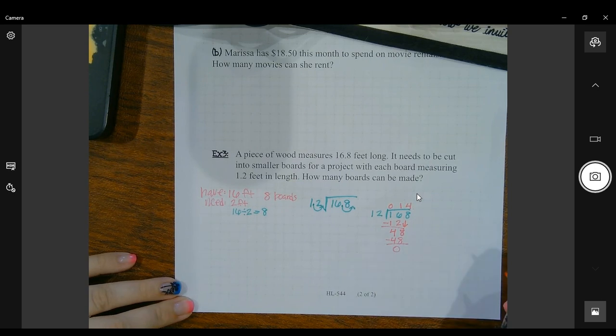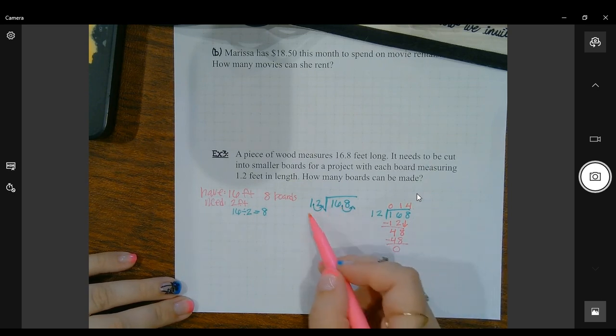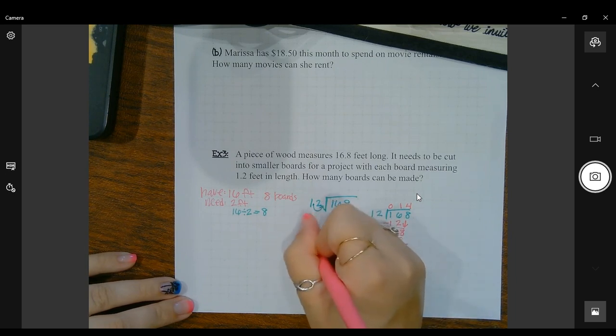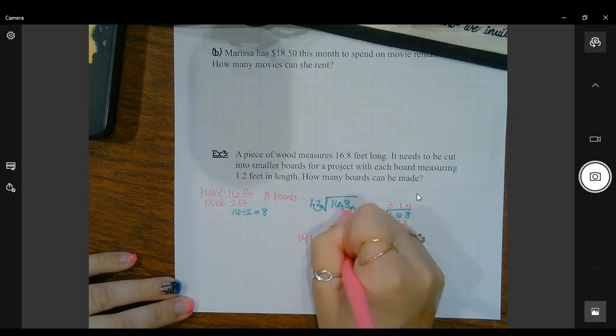Remainder of 0, went in evenly, so that means that if I have this much board and I need each piece to be 1.2 feet, I can make a total of 14 boards.